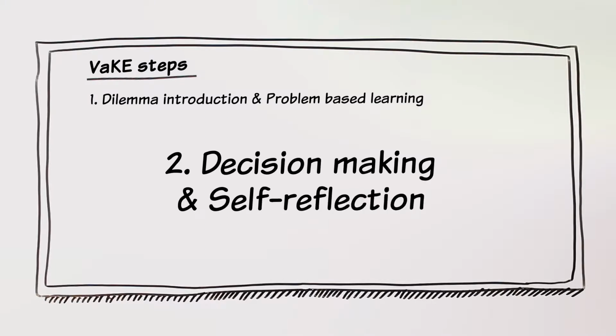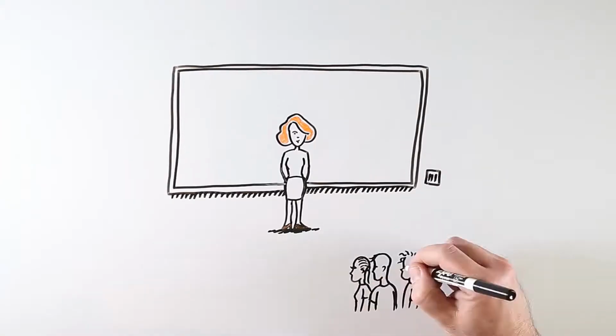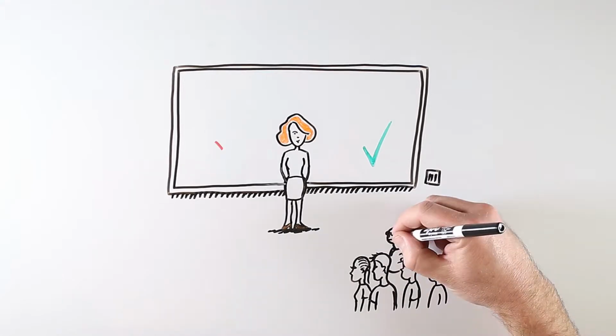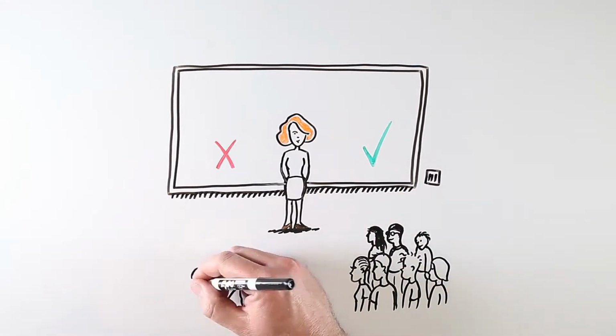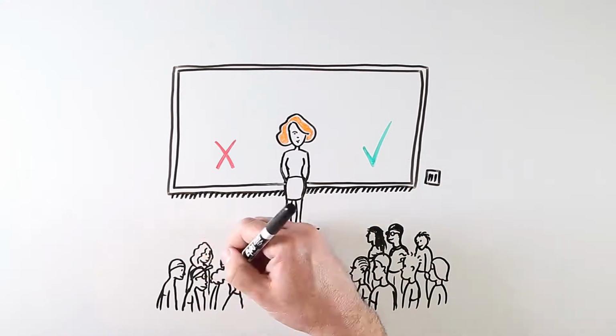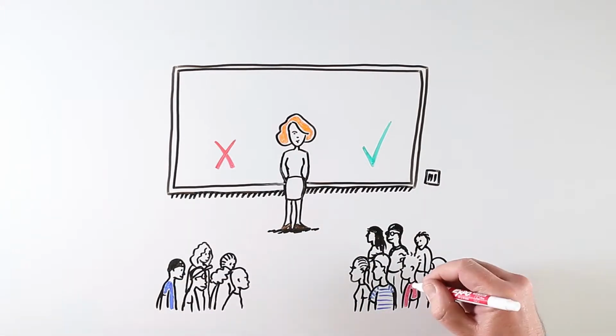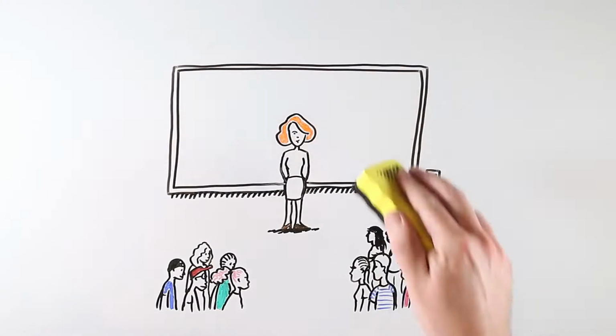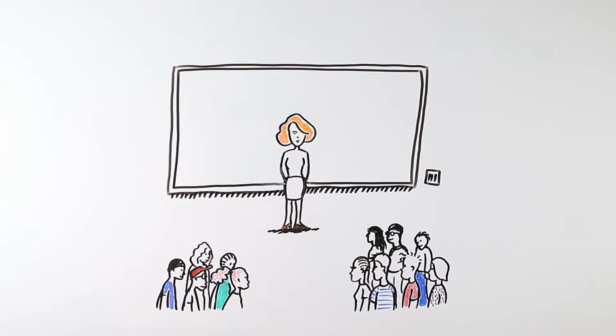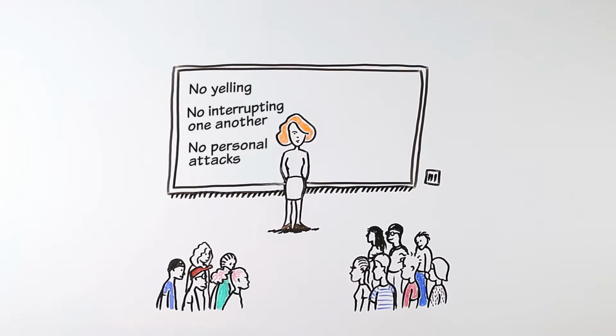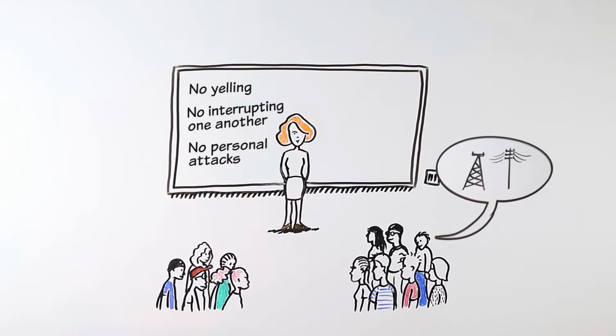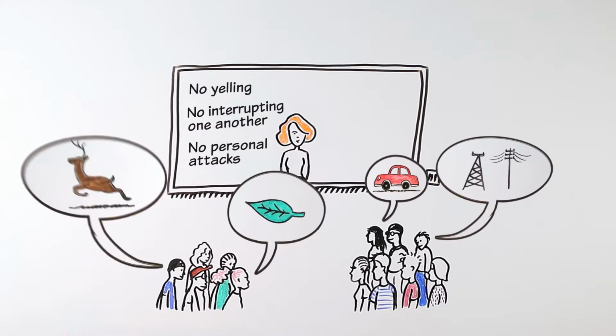Decision-making and self-reflection. Petra has the class vote whether to sign or not sign the bill, and the class is divided into two groups according to their votes. First, discussion. Petra sets the guidelines for discussion. No yelling, no interrupting one another, no personal attacks. A lively first debate ensues between the two groups.